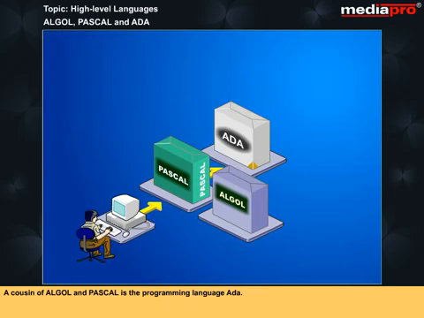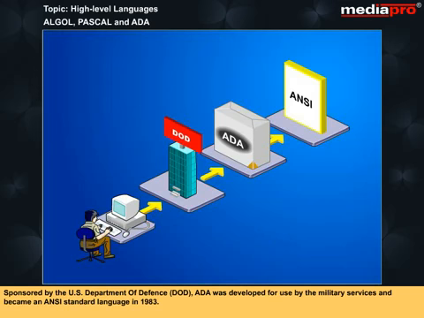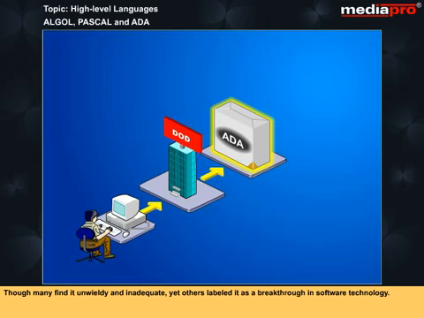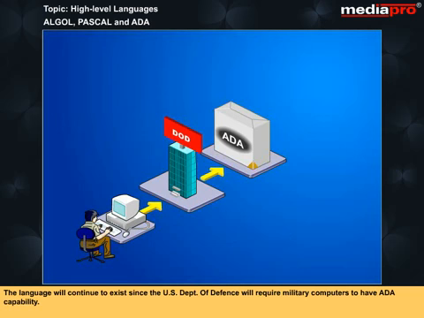A cousin of ALGOL and Pascal is the programming language ADA. Sponsored by the US Department of Defense, or DoD, ADA was developed for use by the military services and became an ANSI standard language in 1983. Though many find it unwieldy and inadequate, yet others labeled it as a breakthrough in software technology. The language will continue to exist since the US Department of Defense will require military computers to have ADA capability.